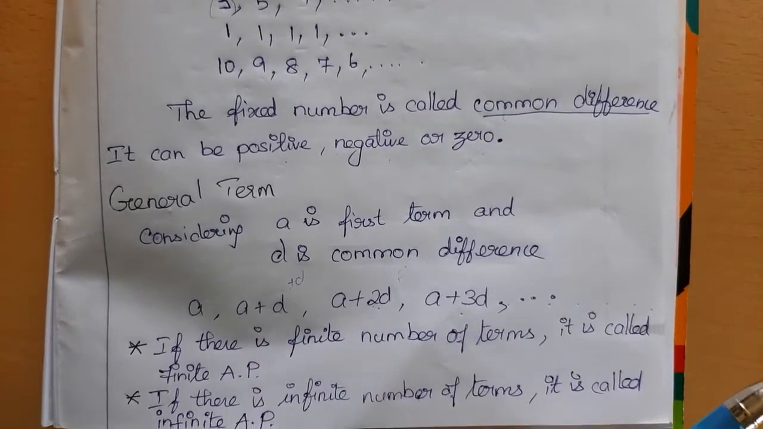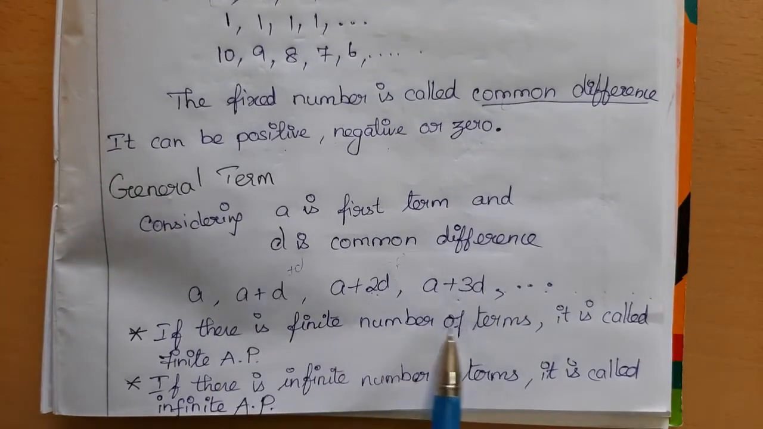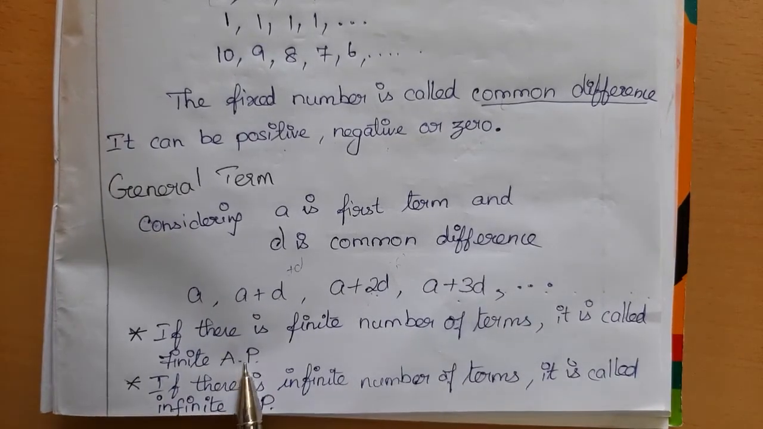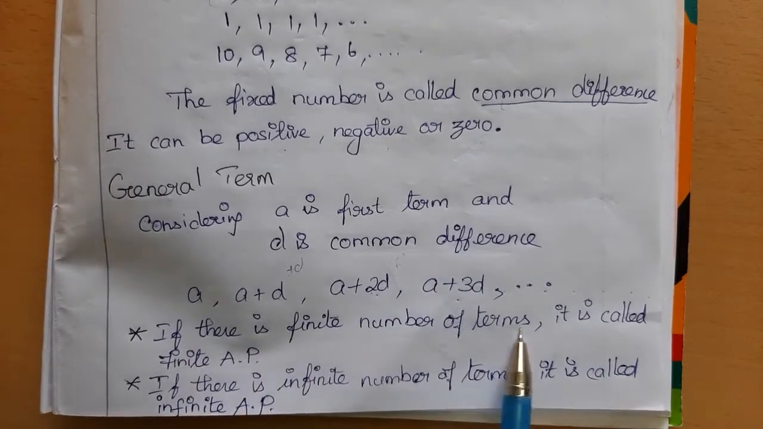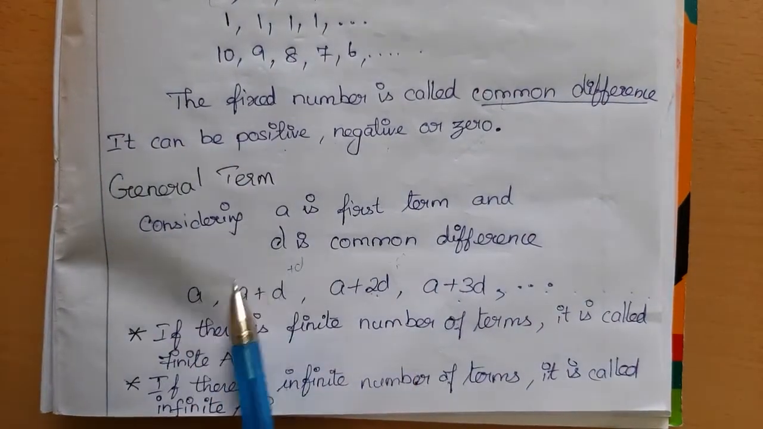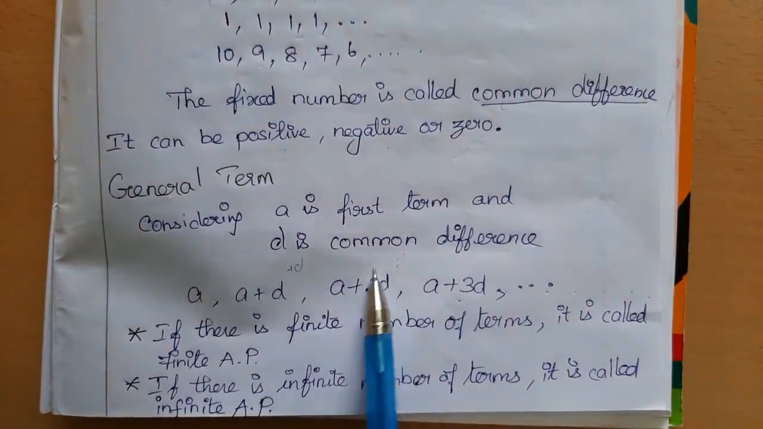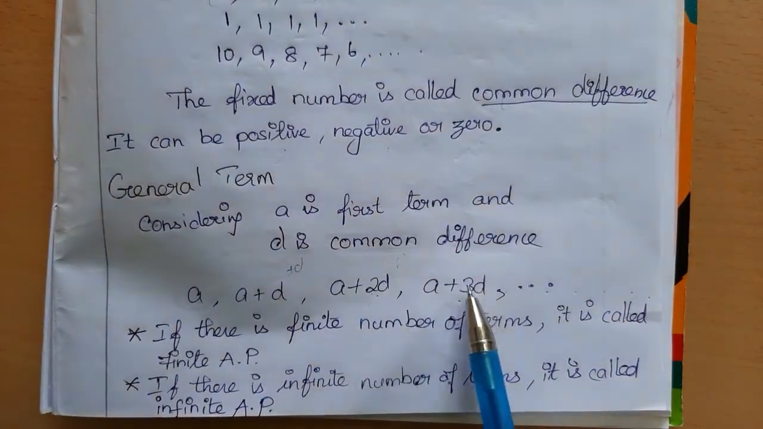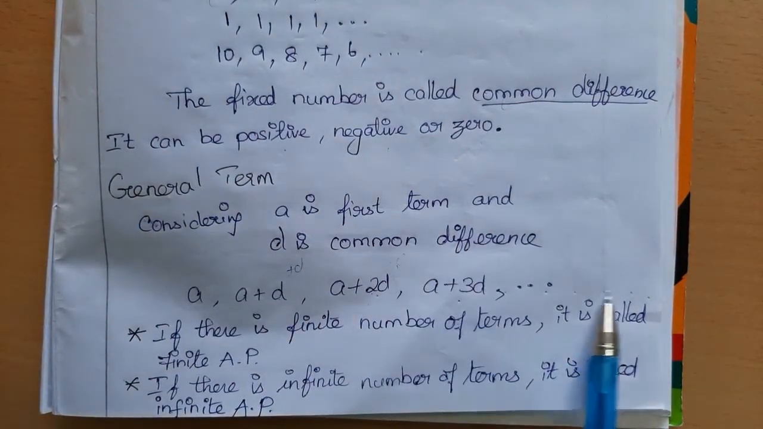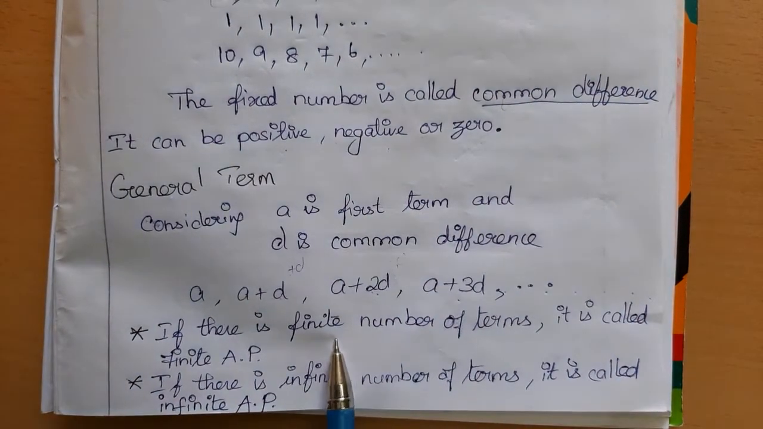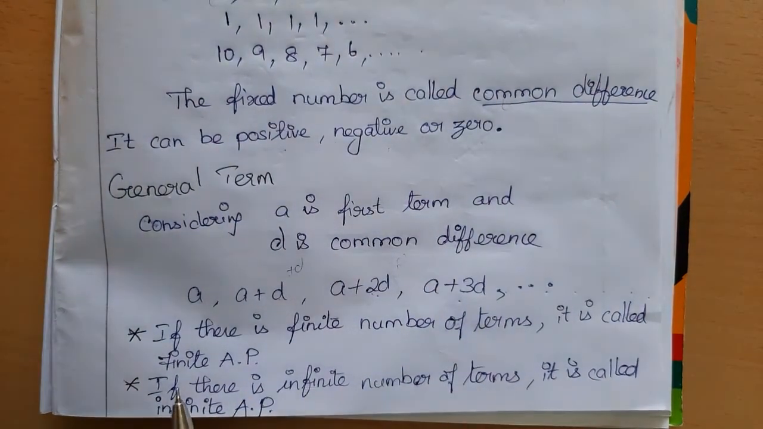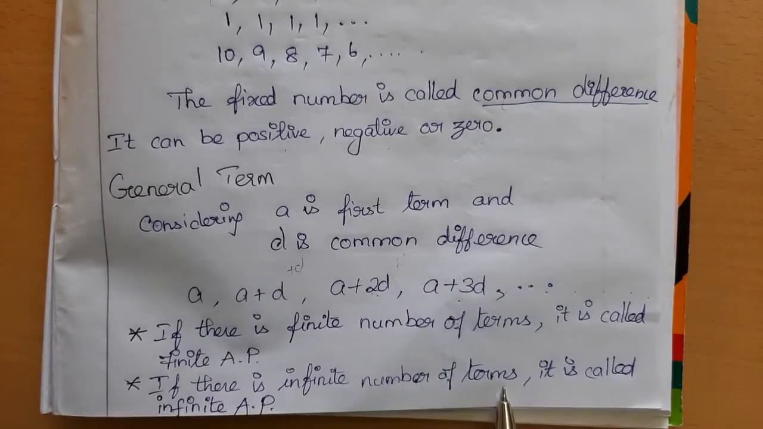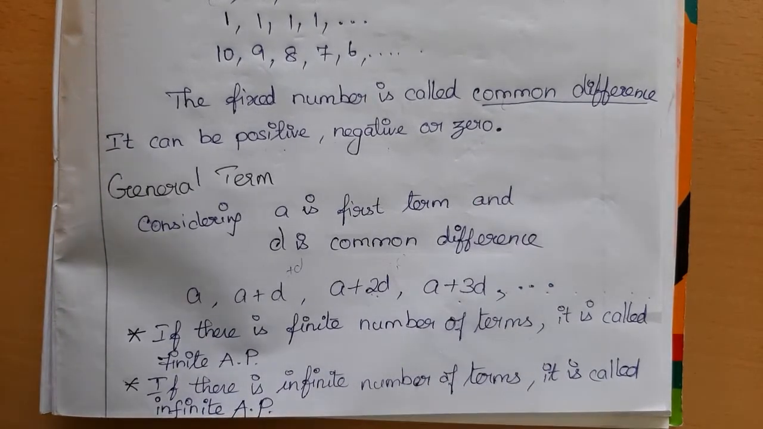And two more points. If there is a finite number of terms, it is called a finite AP. AP is just an abbreviation for arithmetic progression. I already said each thing is called a term: first term, second term, third term, fourth term. The first term is always A, second term A plus D, third term A plus 2D, fourth term A plus 3D, it goes on. So if there is a finite number of terms, then it is a finite AP. If there is an infinite number of terms, then obviously it is called an infinite AP.